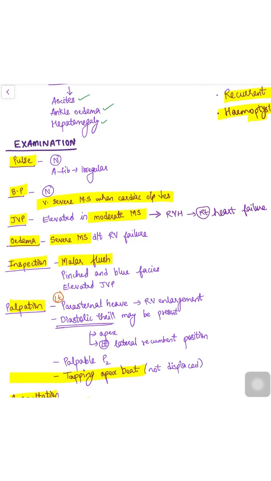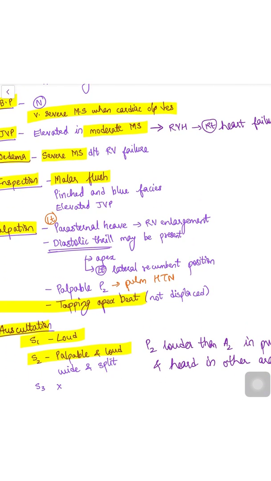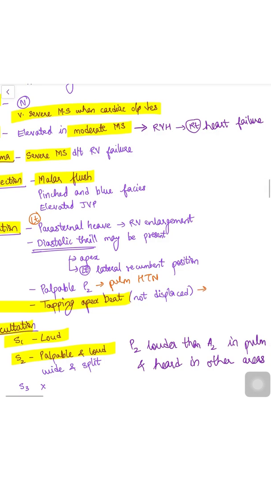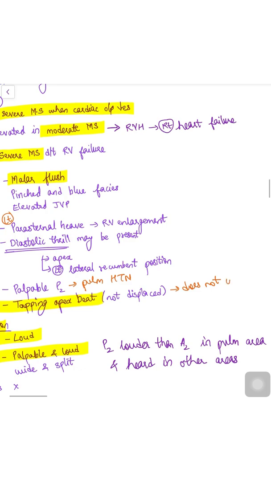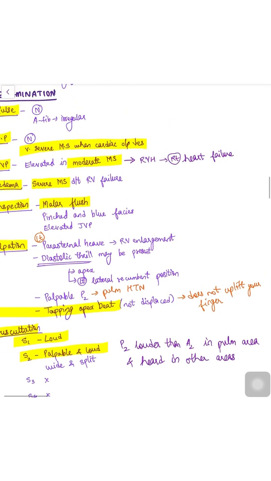You may have a palpable P2, that's because of pulmonary hypertension, and a tapping apex beat. Tapping apex beat meaning the apex beat is going to come and hit your finger, but it won't uplift your finger. And the apex beat is not displaced. You will find it in the 5th intercostal space medial to the mid-clavicular line, 1.5 centimeter medial to the mid-clavicular line in the 5th intercostal space.